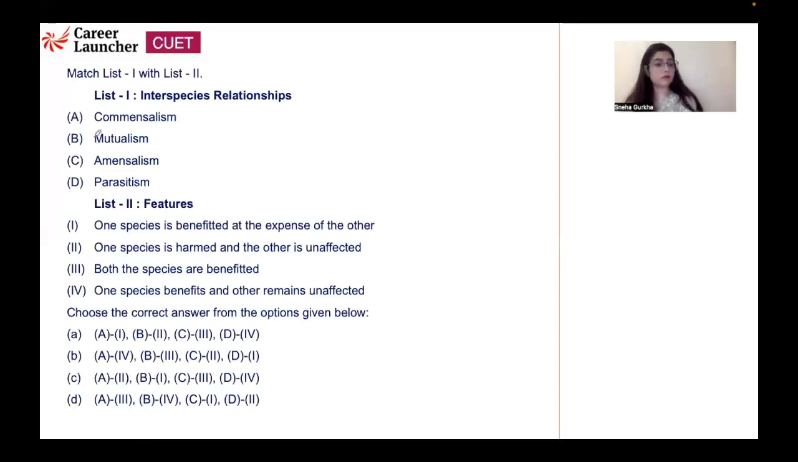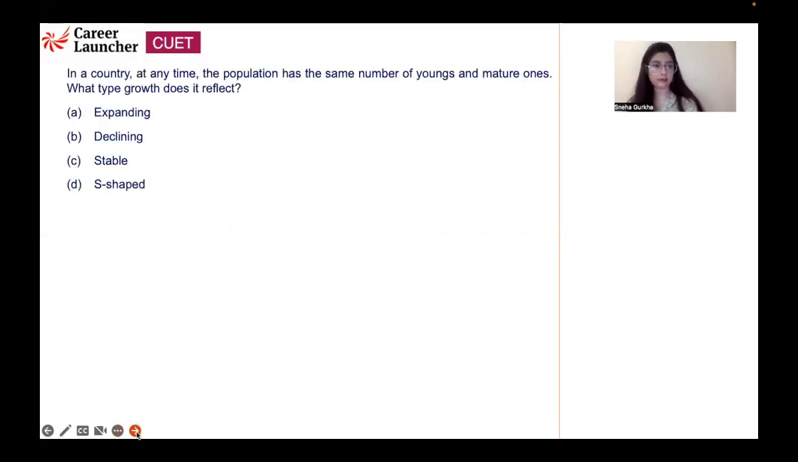Next, again, we have to match list 1 with list 2. So commensalism is when one species benefits, the other remains unaffected. Then we have mutualism, where both the species are benefited. Then we have amensalism, in which one is harmed, the other is unaffected. And then we have parasitism, in which one species is benefited at the expense of the other. So option B, option 2 will be correct.